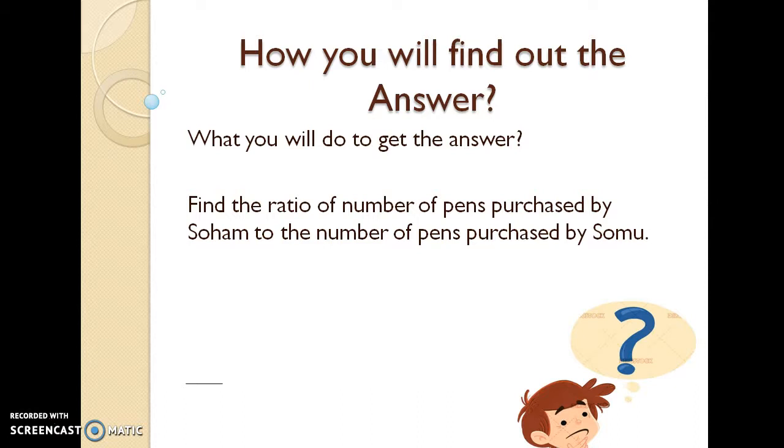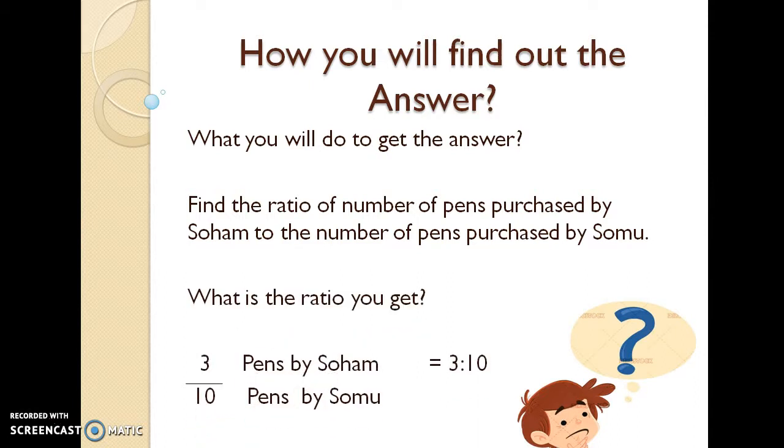In order to find the ratio of the number of pens purchased by Soham to the number of pens purchased by Somu, we are going to divide, that is, take the ratio, and the ratio obtained will be 3 by 10. 3 are the pens purchased by Soham and 10 are the pens purchased by Somu. So the final ratio that you get is 3:10.